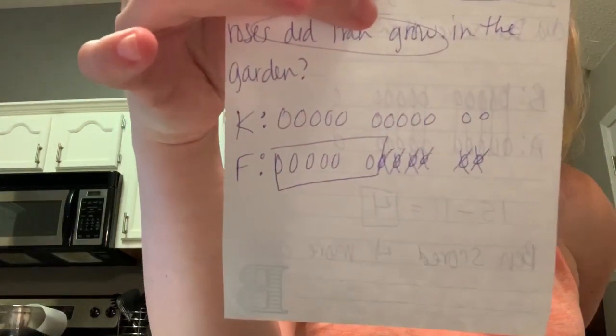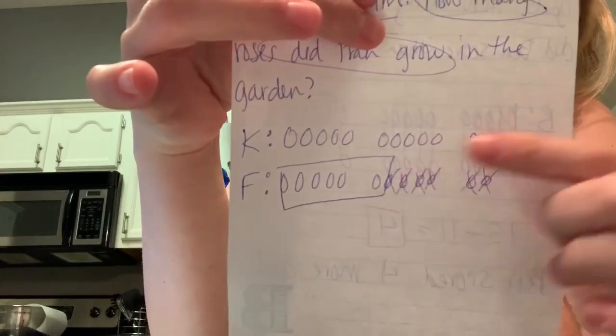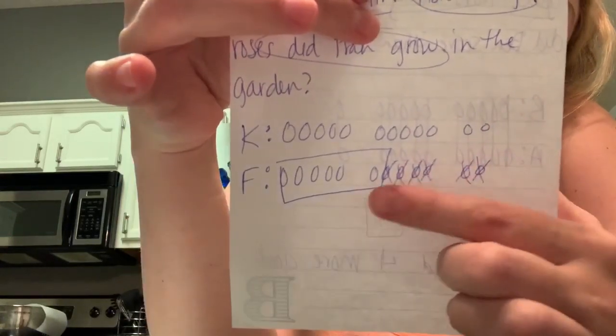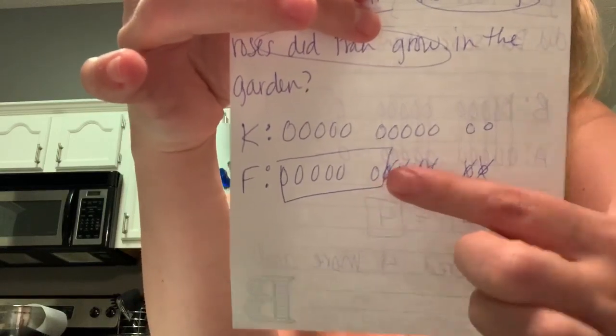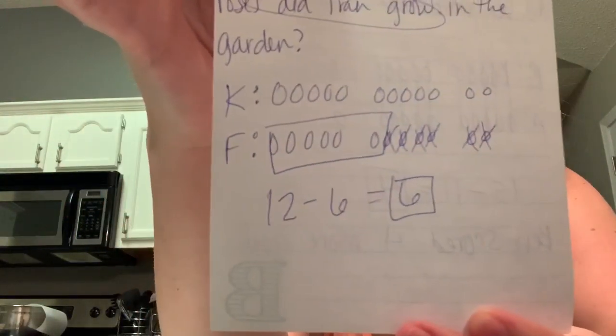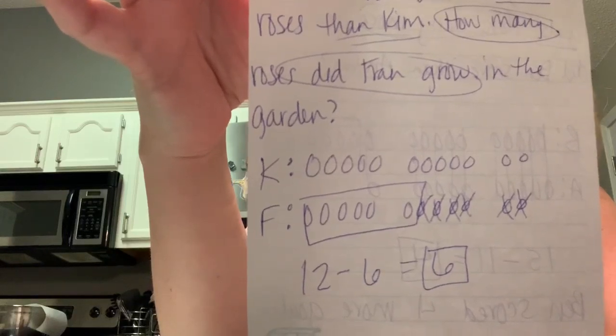And what's left over is what Fran grew. Fran grew 6 less than Kim. So Kim had 12. That's why we drew 12 under Fran. And then we crossed off the 6 fewer to give us our 6 remaining. So we started with our 12 that Kim had. We took away our 6 that we know it was 6 fewer. And we were left with 6 flowers. So how many flowers did Fran grow in the garden?